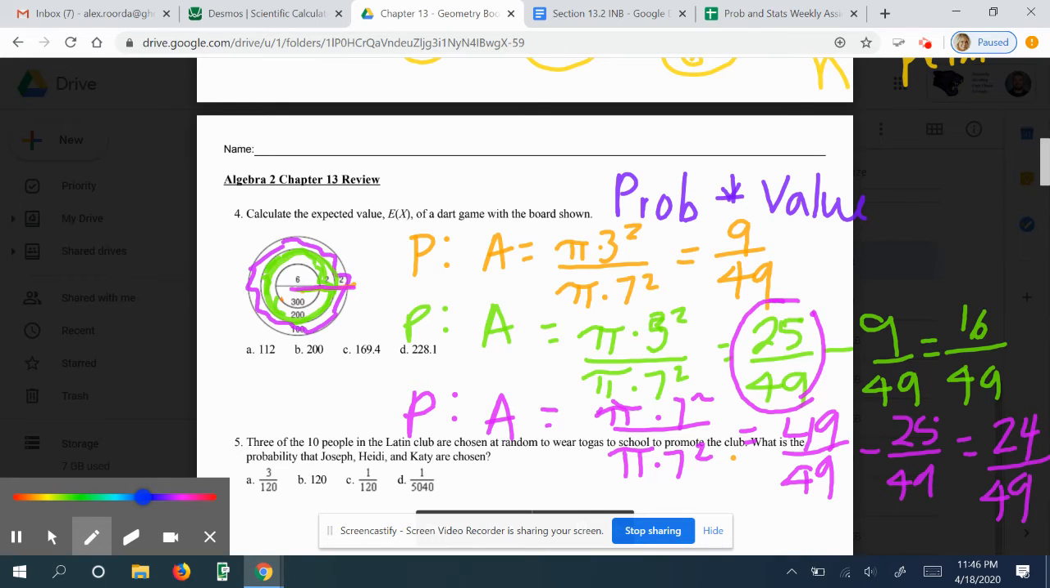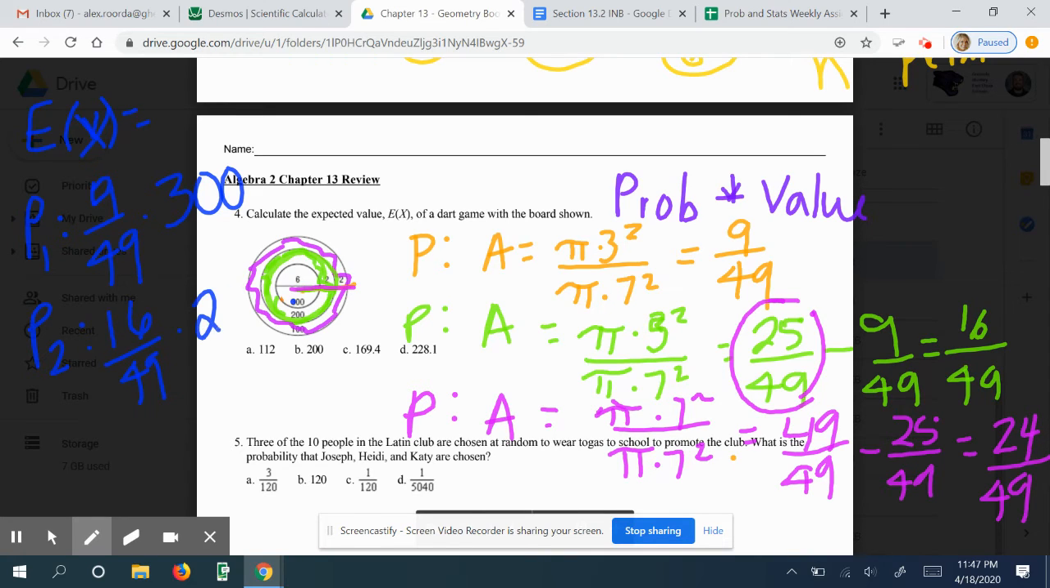Now to find expected value, we're going to take these values and multiply them by their point total and then add them up. So I'm going to do that over here. Expected value is equal to, or I guess we call it EX. All right, so we're going to take the first one. P1 is going to be 9 over 49 times, and that one's worth 300 points, right? And then P2 is going to be 16 over 49, and that's worth 200 points.